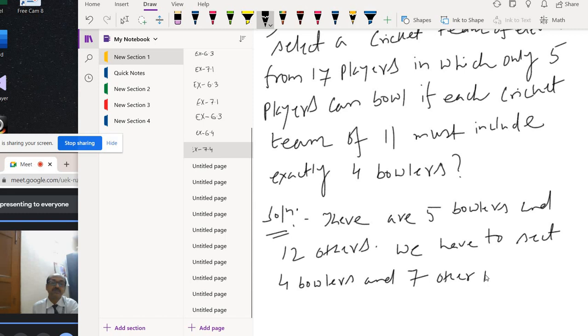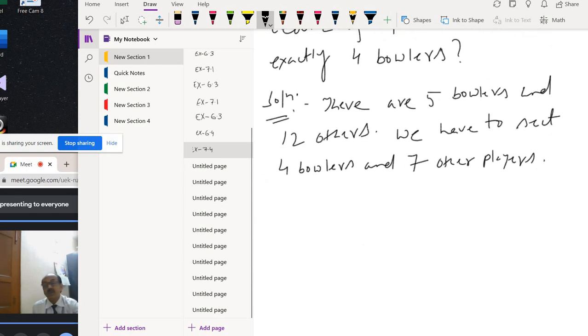Okay. So the number of ways of selection is 5C4 into 12C7.